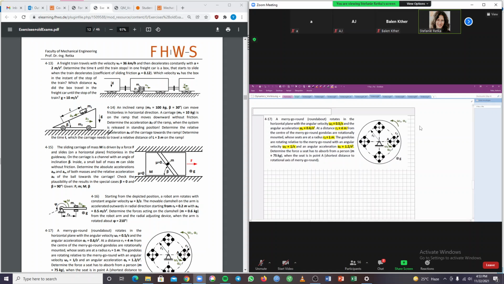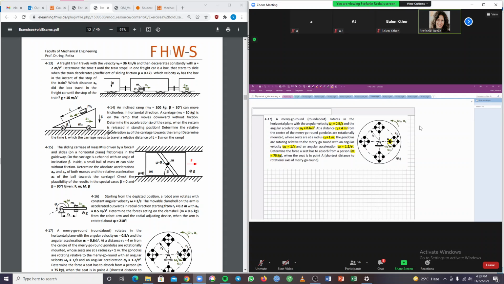And then we have to find the force a seat has to absorb from a person that weighs 75 kilograms, for a seat at point A. So this is the seat that's being referred to in the problem description.